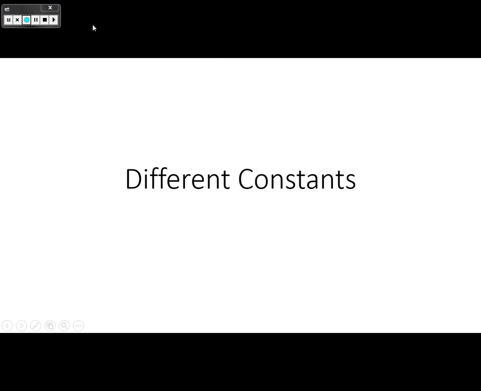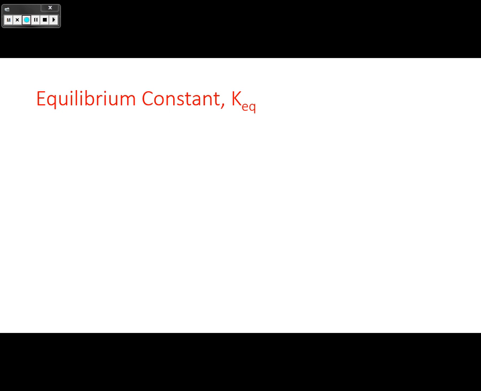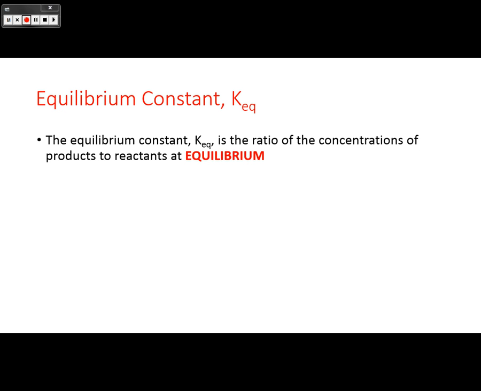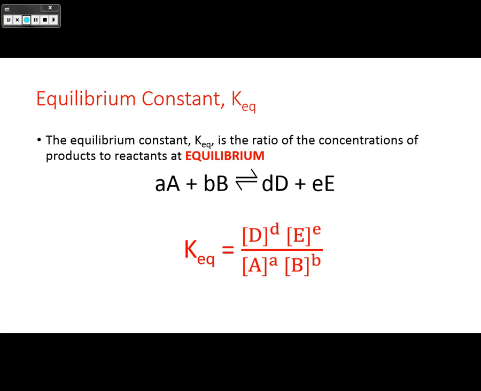Alrighty guys, so tonight we're going to be talking about different constants. So far, we've talked about the equilibrium constant, or KEQ. And if you remember, we discussed that the KEQ is the ratio of the concentrations of products to reactants at equilibrium. And so we gave that generic expression of aA plus bB going to dD plus eE, and that KEQ is equal to the concentration of the products raised to their coefficients over the concentration of the reactants raised to their coefficients multiplied together.